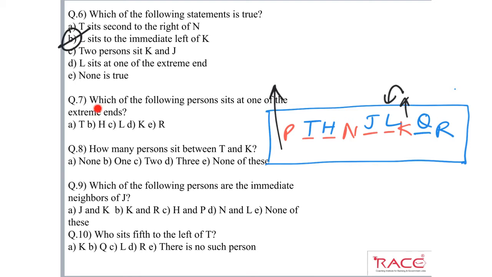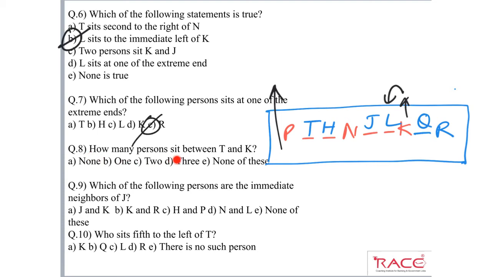Next, which of the following persons sit at one of the extreme ends? So we have P and R. So one of them should be the answer. So we have R in this case. So if they give both in the option, then cannot be determined, or both should be the answer. But in this case, they have given one. So my answer is E, R.